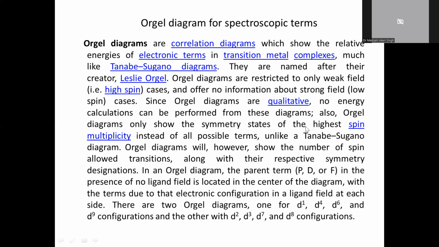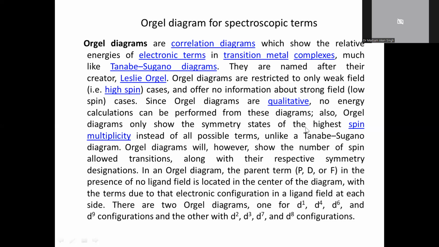Just remember, the maximum number of unpaired electrons in the species gives a maximum or large magnetic moment. That means the higher the number of unpaired electrons, the higher the spin. As you know, the magnetic moment is root over n times n plus 2, where n is the number of unpaired electrons.